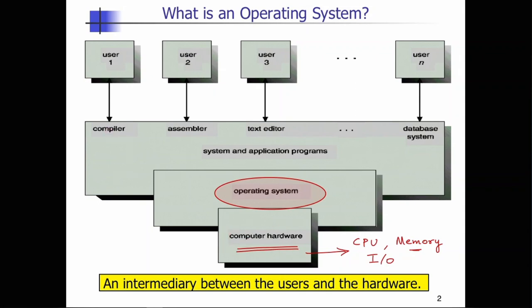And if we leave that up to each user, then it would become extremely difficult for the users to manage the hardware to be able to run an application program, which is why we have this operating system which sits between the users and the hardware. So it's an intermediary between the users and the hardware, and it's giving a basis or a platform for the application programs or the system programs to run. So that's an operating system.